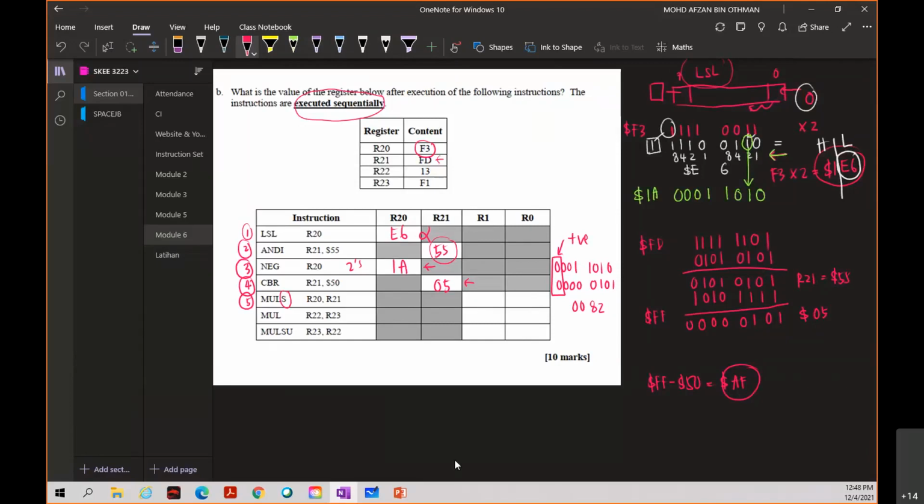So what are you going to do here? You need to divide it into two bytes, which are the low byte and the high byte. The lower byte will go to your R0. So this is 82. The higher byte, 00, will go to your R1.